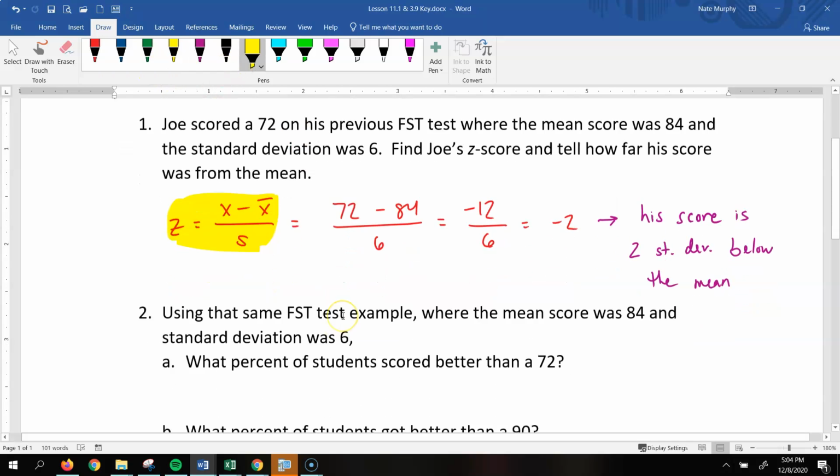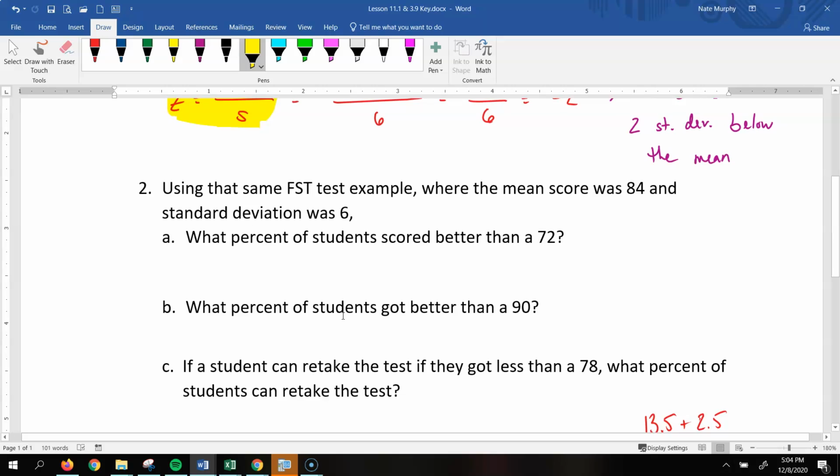Now for these other two, this is where we're going to be drawing a normal curve. Let's look at what they tell us. They tell us that using the same test example where the mean is 84 and the standard deviation is 6, what percent of students scored better than a 72? What percent of students scored better than 90? And if a student can retake the test if they got less than a 78, what percent of students can retake the test?